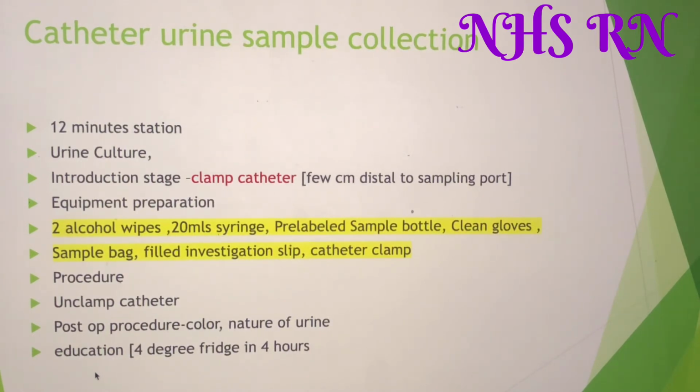Then in the post procedure, you have to mention the color and the nature of the urine, and you have to give education. You're going to send this urine sample within 4 hours. If not, then we keep it in the fridge at 4 degrees centigrade if it is over 4 hours, and we need to encourage the patient to drink more water and things like that. It is a long procedure. I have made a separate video on YouTube, so please watch it. So that is the catheter urine sample collection.